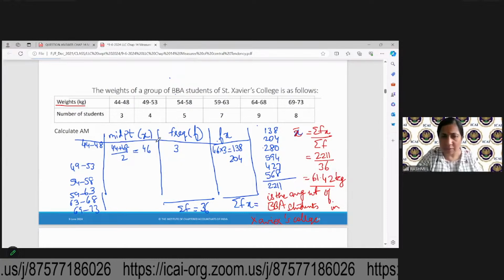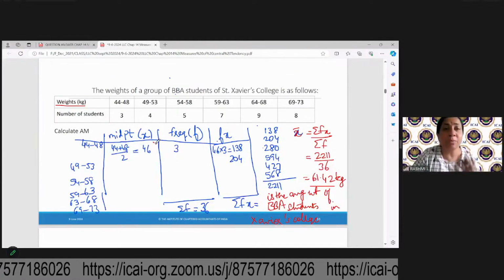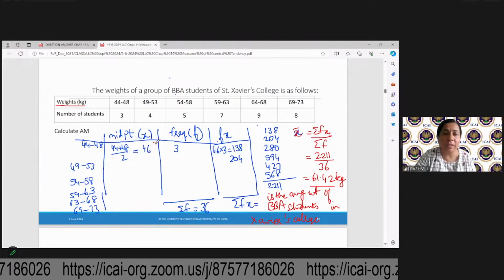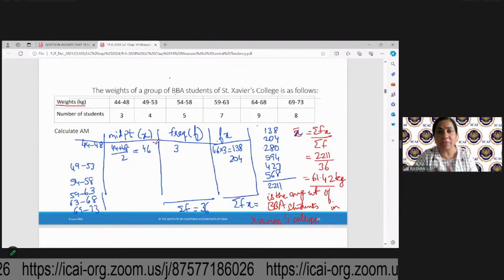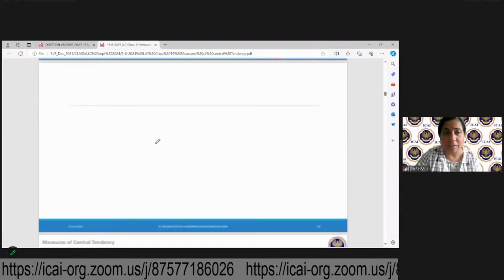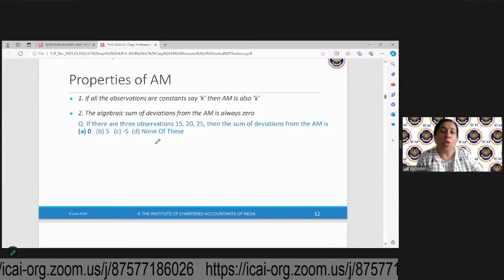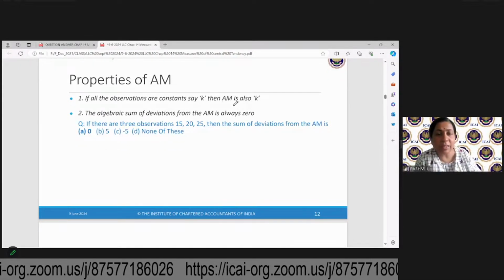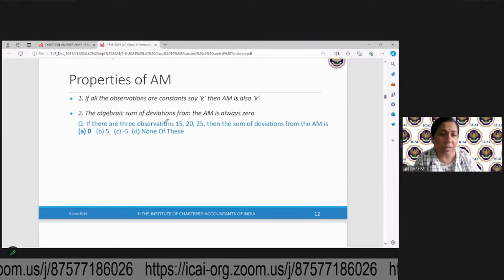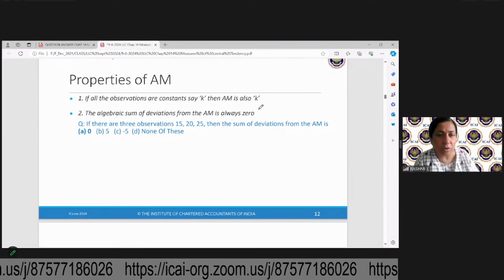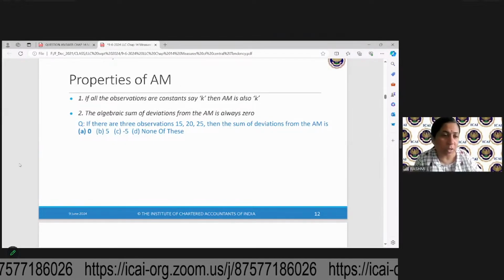So you got this very well, and these types of sums are possible in the exam, where you simply find the midpoint, multiply it by the frequency, and you get your answer. Now, what are the properties of arithmetic mean? If all the observations are constant, say k, then the arithmetic mean is also k. And second, the algebraic sum of deviations from the arithmetic mean is always 0.